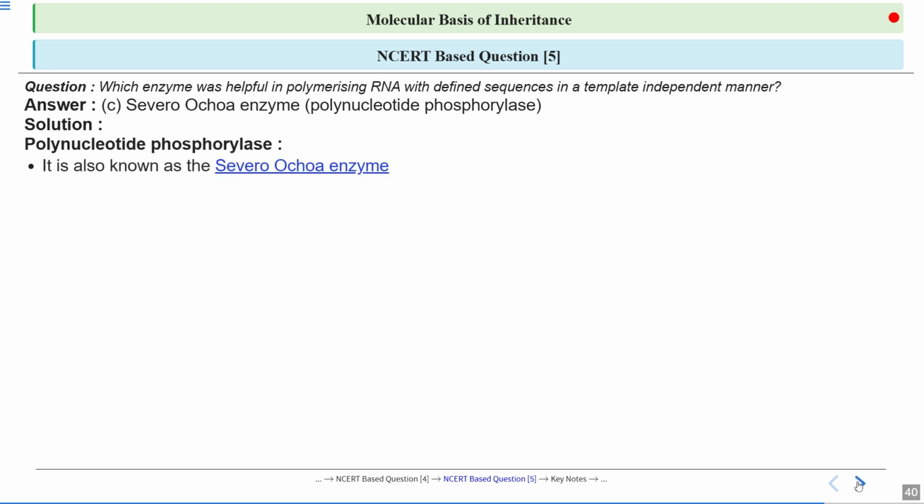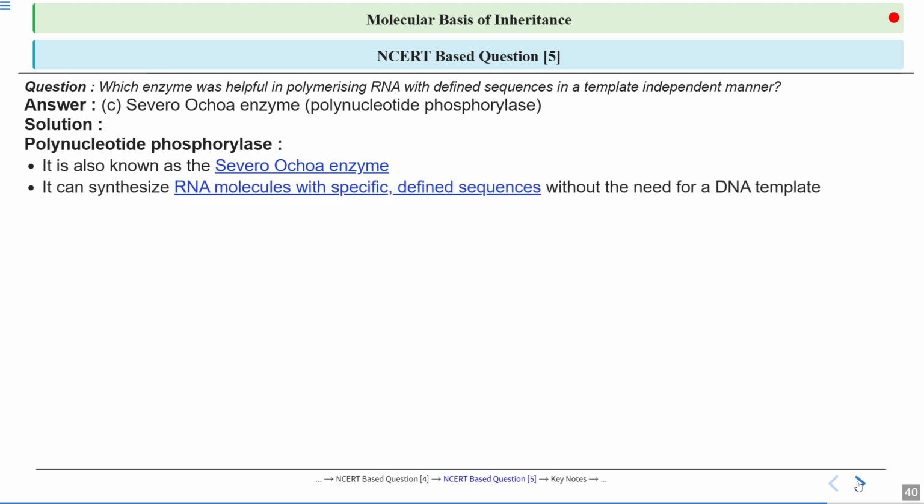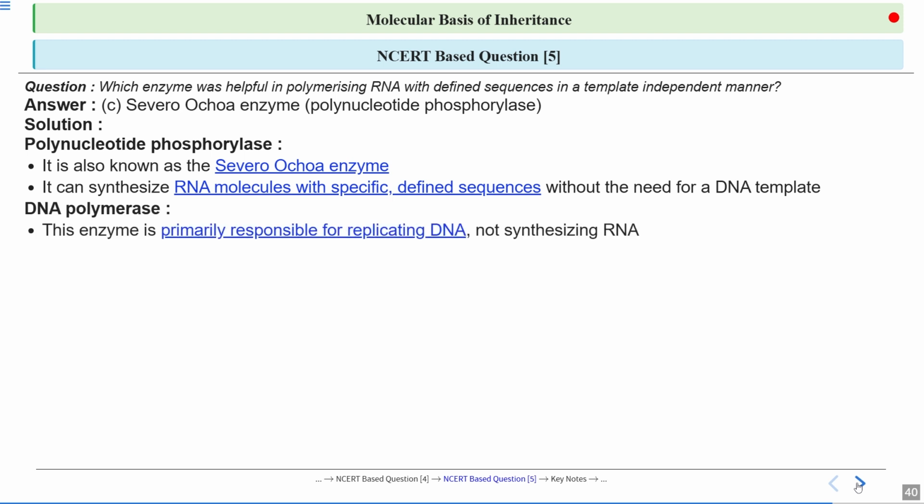This polynucleotide phosphorylase is also known as Severo Ochoa enzyme. It can synthesize RNA molecules with specific defined sequence without the need for a DNA template. But what is DNA polymerase? It is an enzyme which is primarily responsible for replicating DNA, not synthesizing RNA.